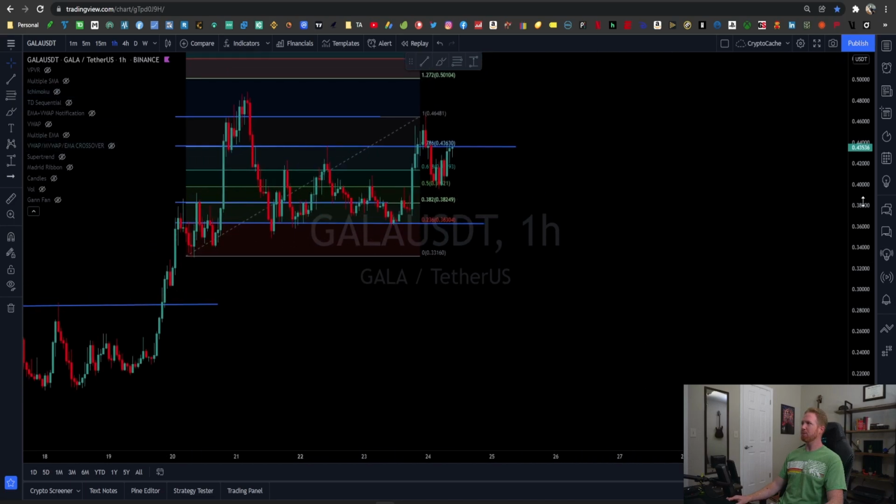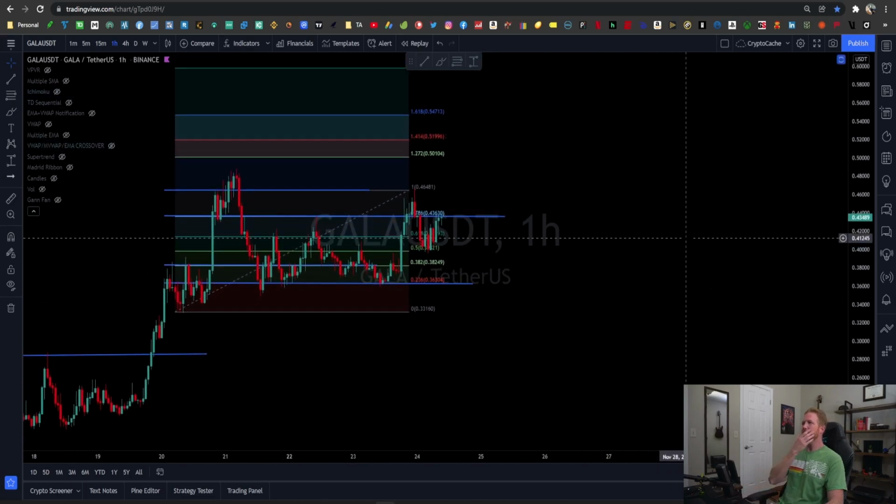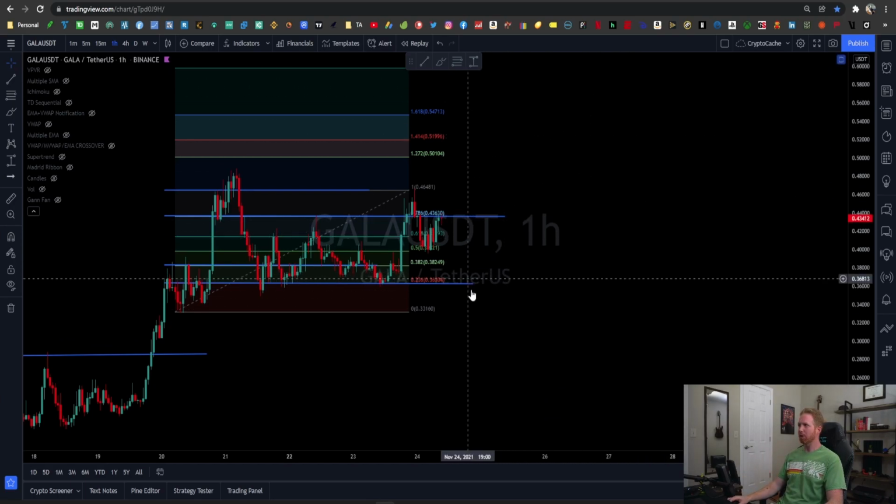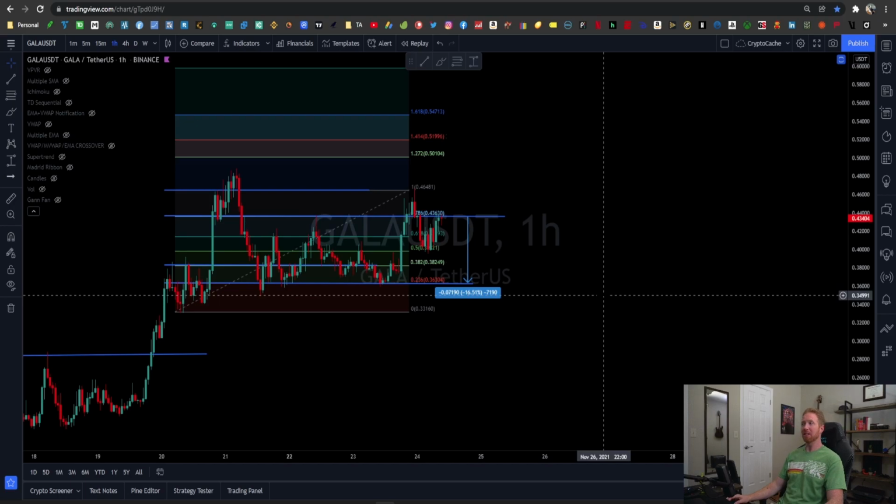I think there's more potential for the price to go up right now than it is to go down, simply put. And we can also reaffirm the fact that we have a really strong support level at 36 cents. So heaven forbid you take entry right now, the price comes down to 36 cents, that would be a 16% loss if you set your stop loss there.